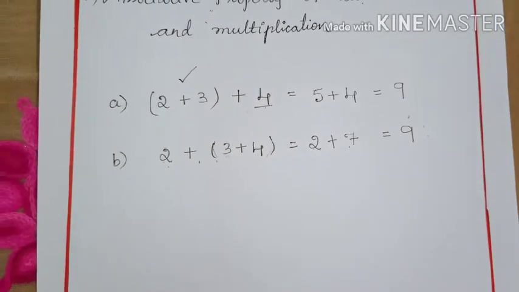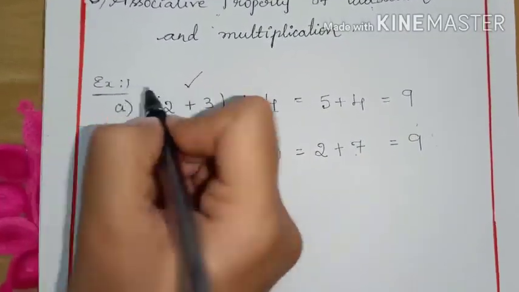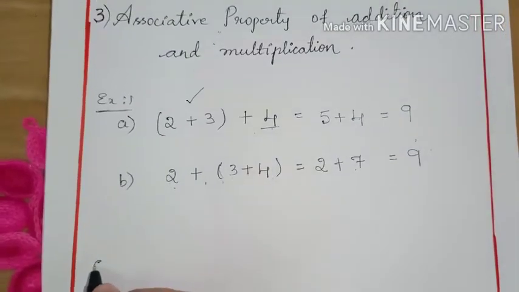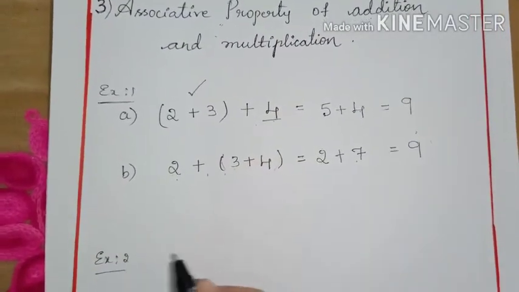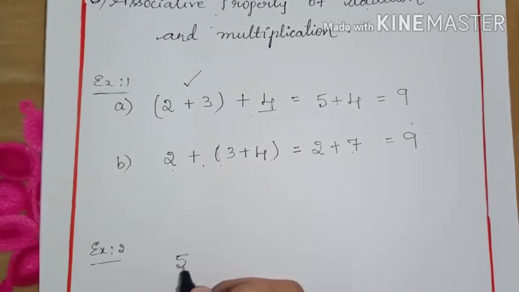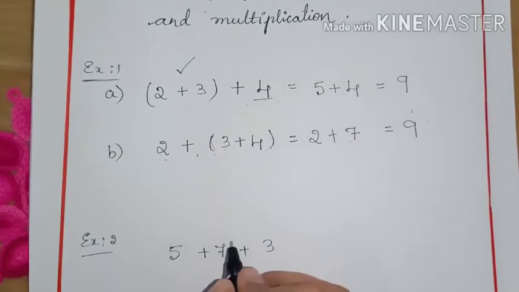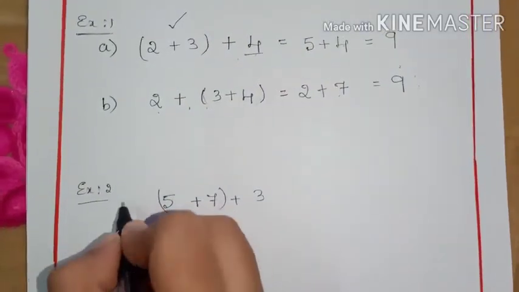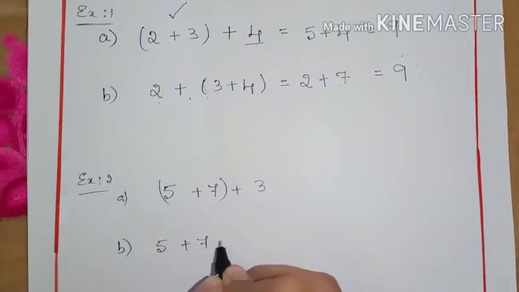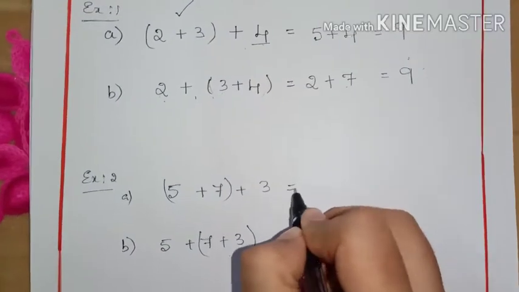Let us see one more example for this. This is example 1, associative property of addition and multiplication. See the example 2. Let me consider another 3 numbers. Let me take 5 plus 7 plus 3. I'll group these two numbers. The B should be 5 plus 7 plus 3. These two numbers. Fine.